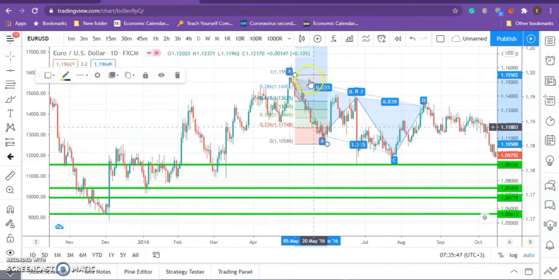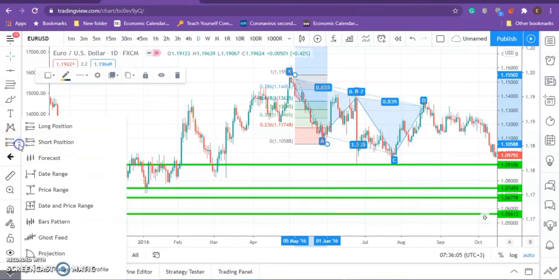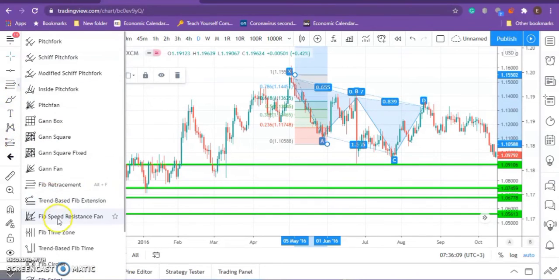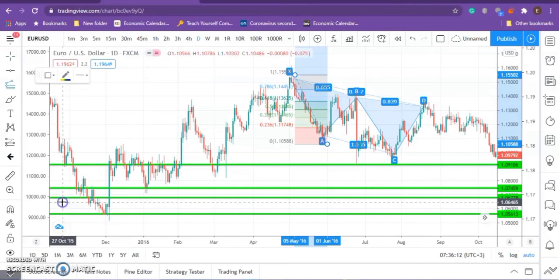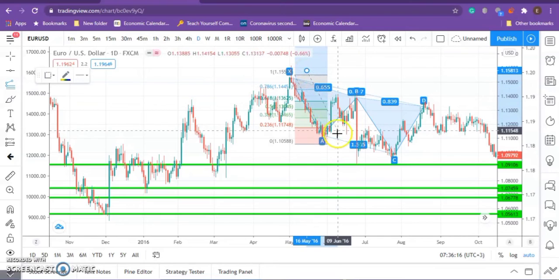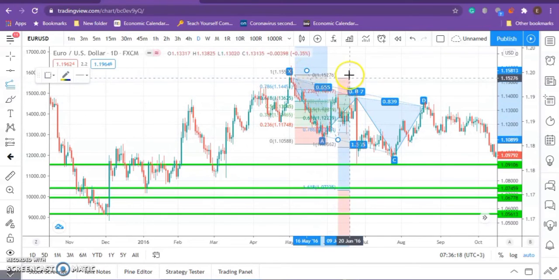This will help you find B, which, as we said, will be in between the 61 to 38. You can see this level here. After it has reached B, this level here, it plummeted to C. Now to find C, we come here, we take our Fibonacci extension tool, which is here.